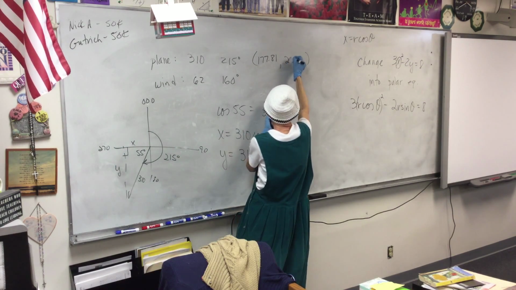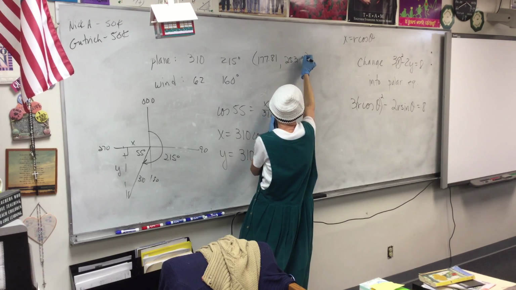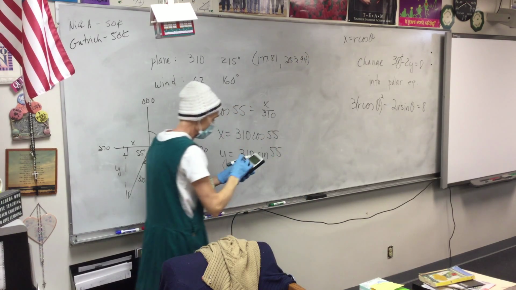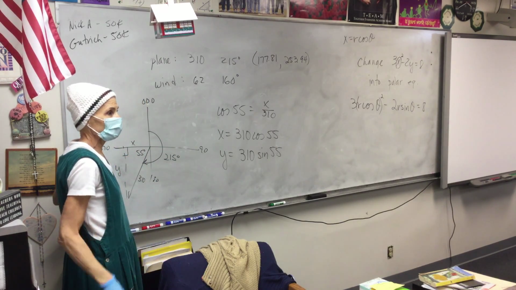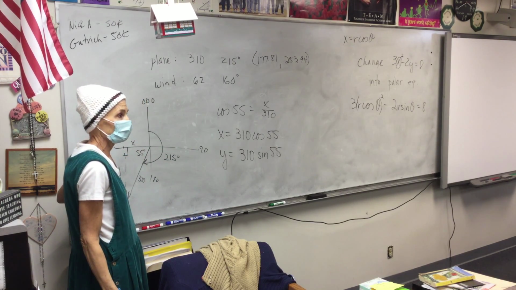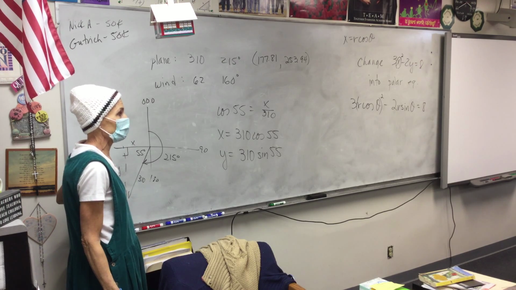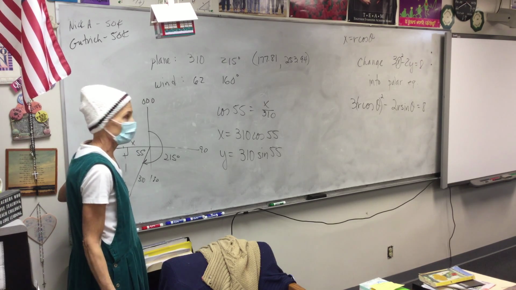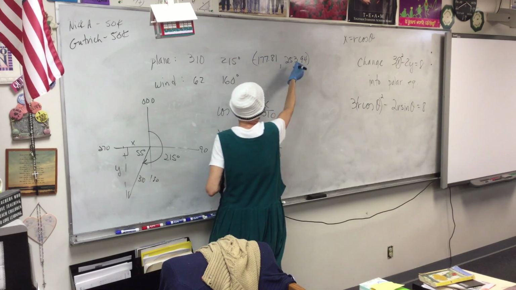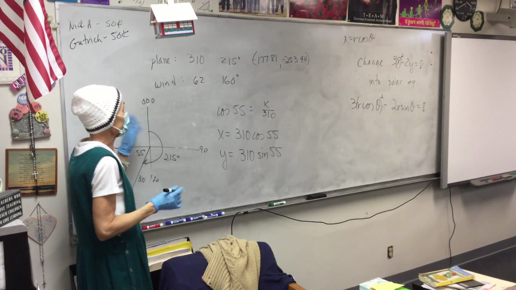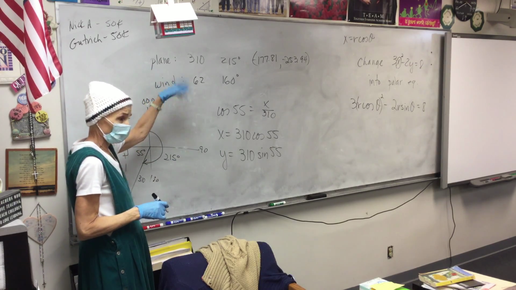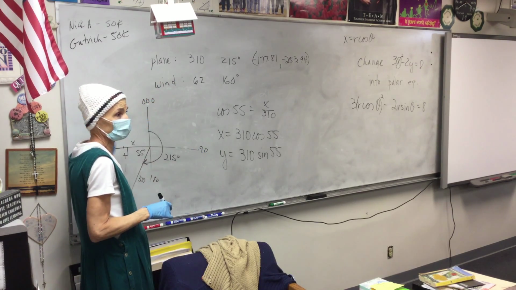Now, we have to be careful about something, though. What do I have to pay attention to? Where is that vector drawn? Which quadrant? Tell me about X and Y in quadrant 3. They're both negative, so I have to put those negatives in there. What that tells me is, the way this airplane is flying, he's going left and down.